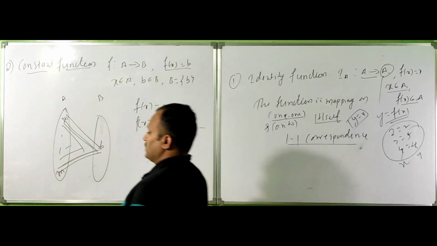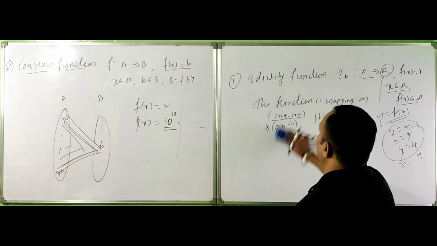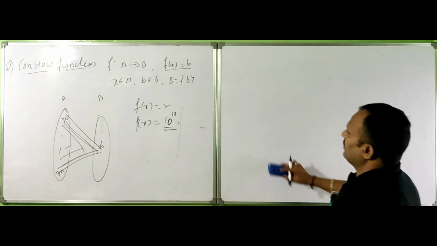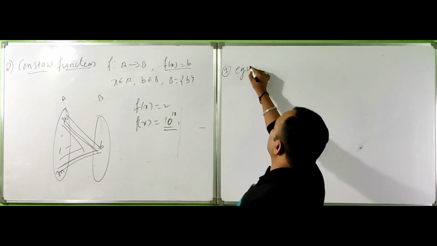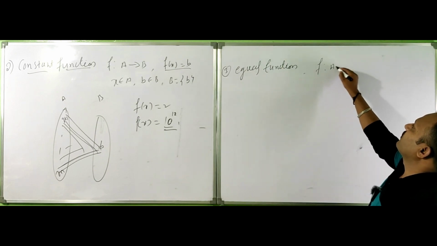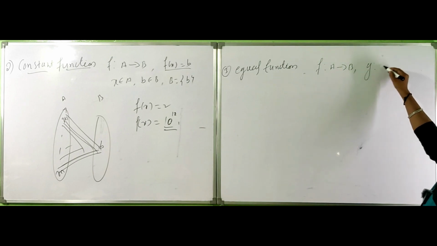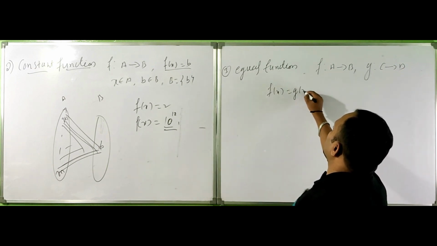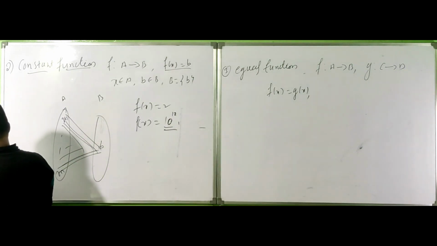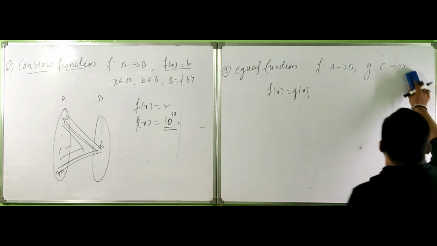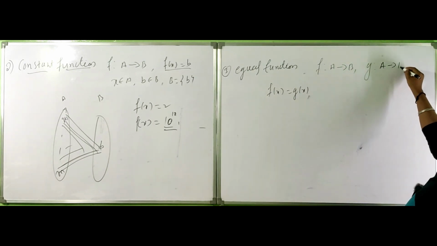Okay, the next one is equal function. Equal function we can define depending on the other value. So f is a function from A to B, and g is a function from C to D. Okay, so f of x is equal to g of x. It is not C to D, this is A to B.